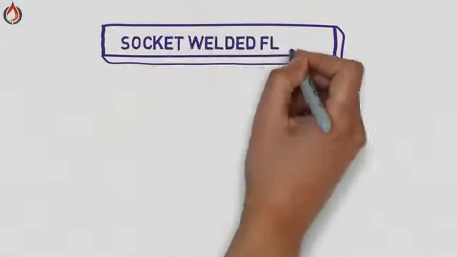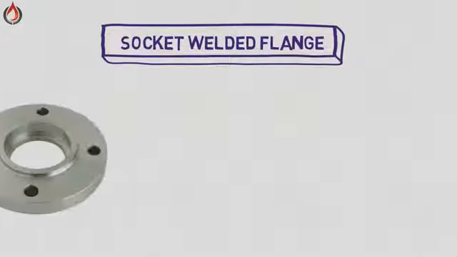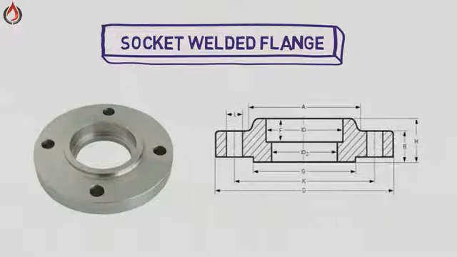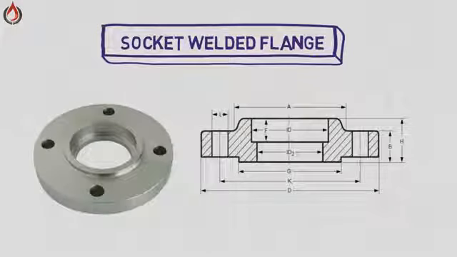Socket weld flange. The socket weld flange is also similar to the slip-on flange. It was originally developed for use on small diameter, like from 1/2 inch to 4 inch, high pressure piping systems. Like a socket weld fitting, the pipe is inserted into the socket and then welded. An internal weld is often employed for added strength.